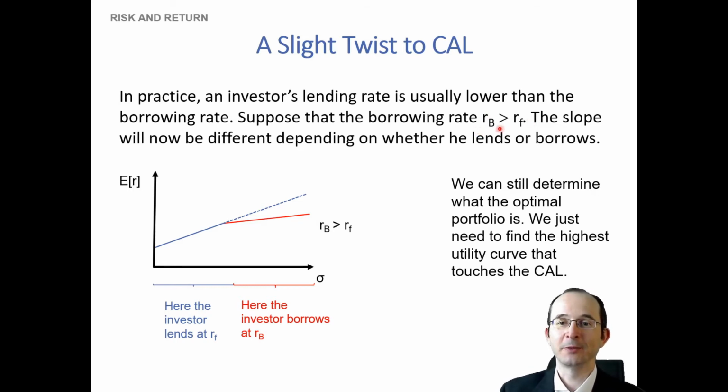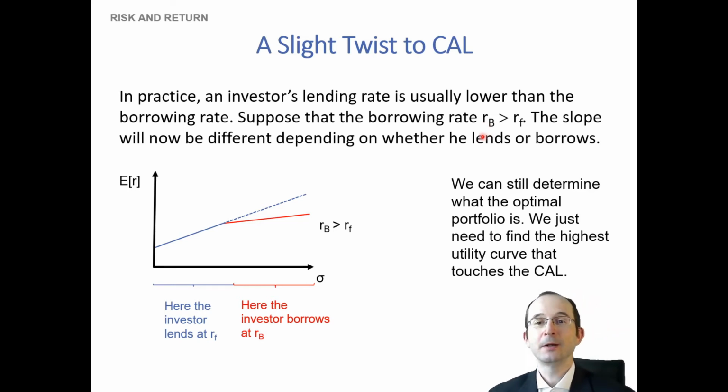For example, we can think of the rate at which individuals may borrow. A credit card may lend to an individual at about 20% a year. A brokerage may lend to an individual at maybe 10 or 8% a year. So in an environment where the risk-free rate is close to zero, that's a substantial difference. A borrowing rate that is far greater than the risk-free rate.